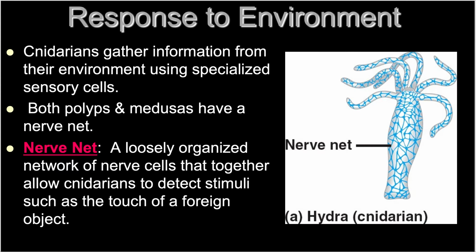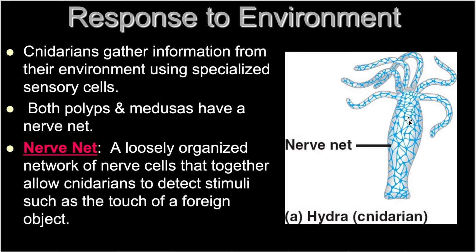All right. So for cnidarians to respond to their environment, that's one of the essential functions we talked about. Cnidarians will gather information from their environment using specialized sensory cells. Both the polypiform and medusas will have what's called a nerve net. And a nerve net is a loosely organized network of nerve cells that together allow cnidarians to detect stimuli such as the touch of a foreign object. So they can sense if something's touching them.